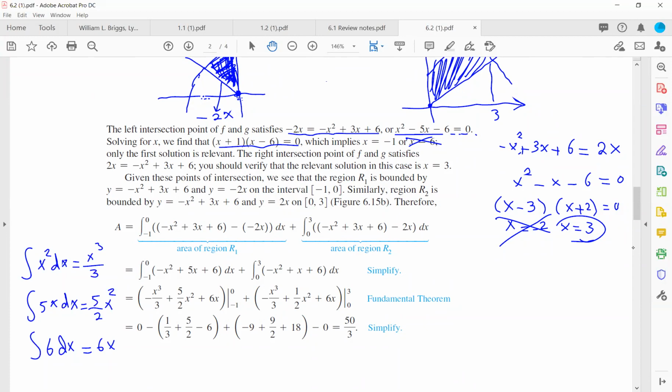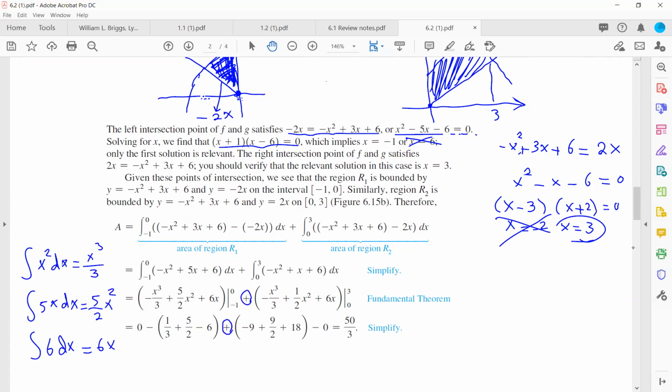Okay, then we plug in 0. The first term is 0, the second term is 0, the last term is also 0 because all of them have x. So you have 0 minus, now you plug in -1. -1 to the third divided by 3. Negative and negative, they cancel out each other, you get a third. Plus 5 over 2, -1 squared, which is +1. Plus 6 times -1, which is -6.